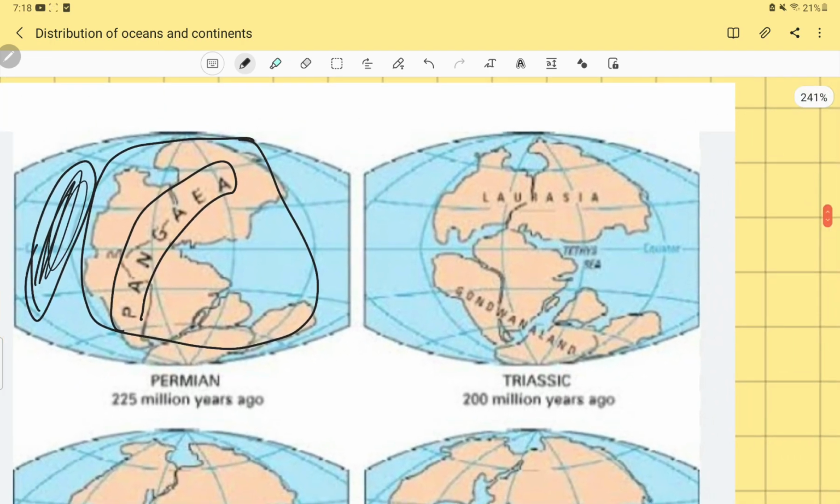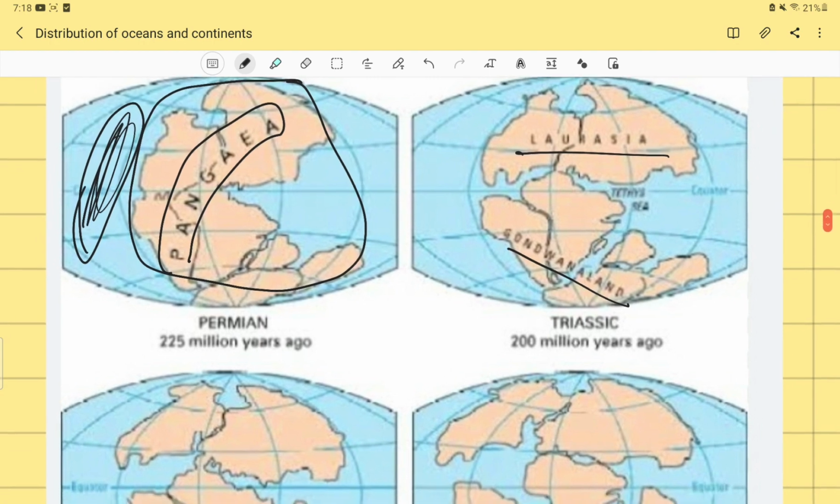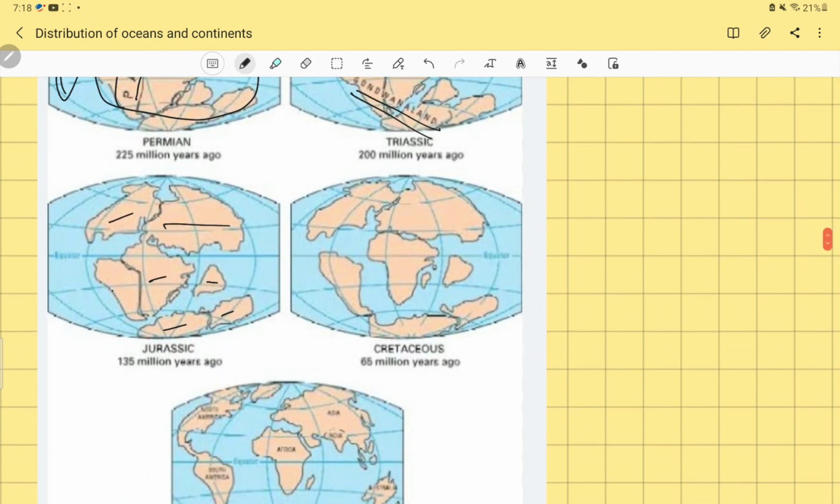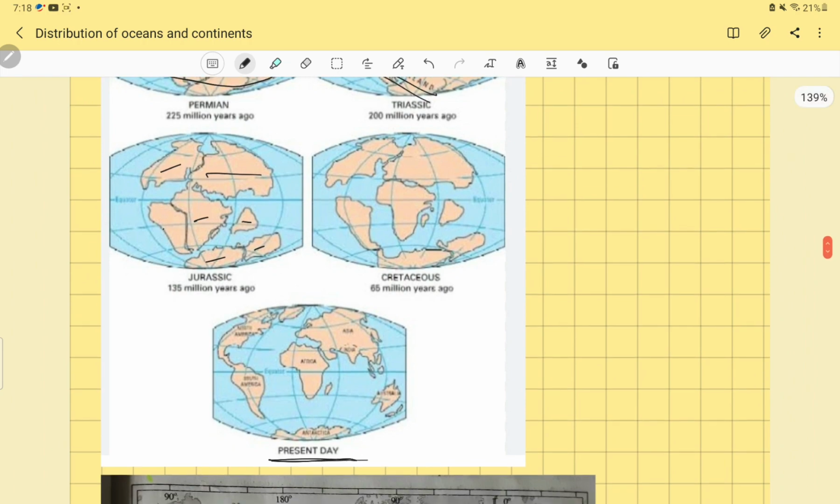Then later he said that this supercontinent broke into two large continental masses, Laurasia and Gondwanaland. Laurasia and Gondwana continued to break into the smaller continents that exist today. A variety of evidence was offered in support of this continental drift theory by Wegener. So this is how it broke into Laurasia and Gondwana, he said. Then it started breaking into different smaller continents, and this is the present day world map which we see.